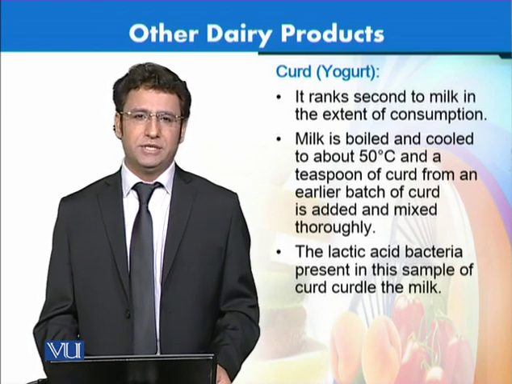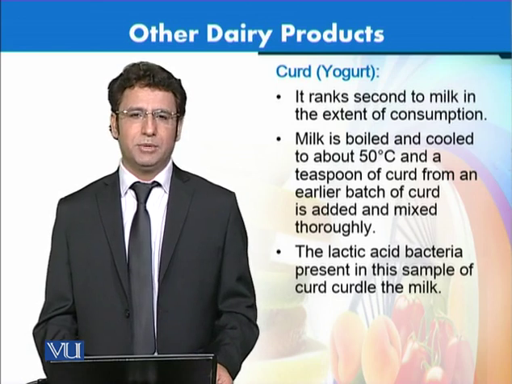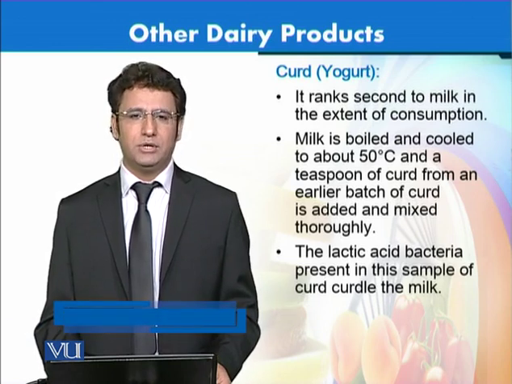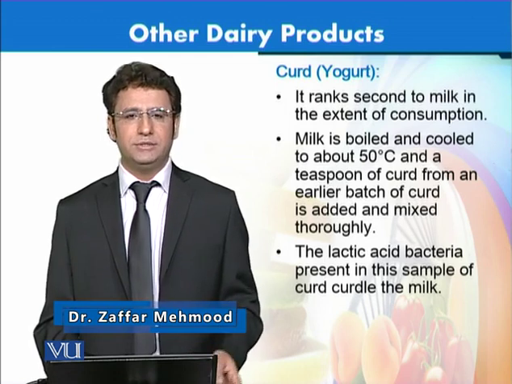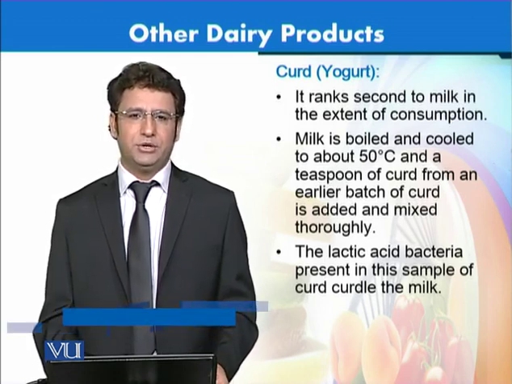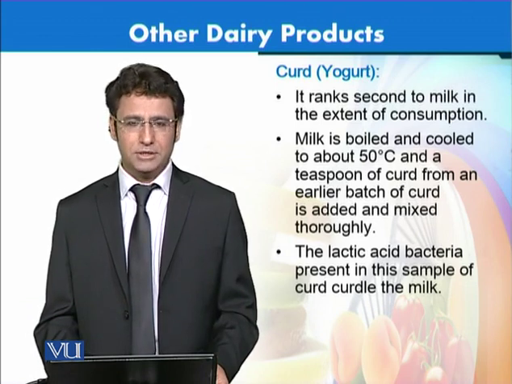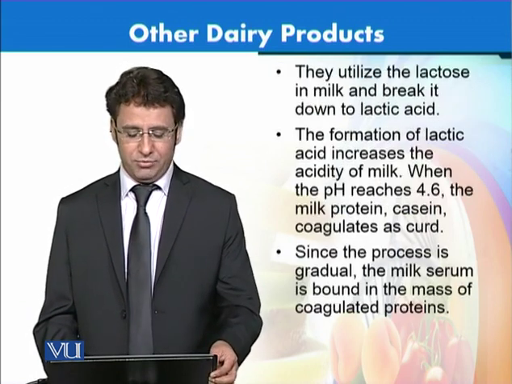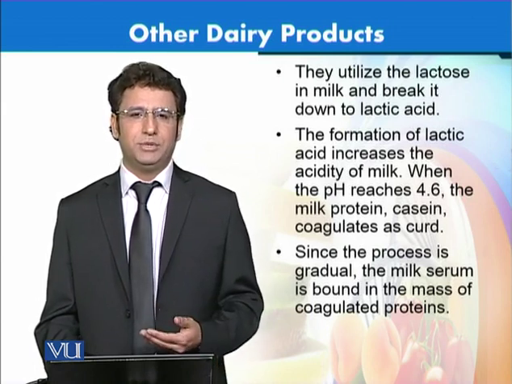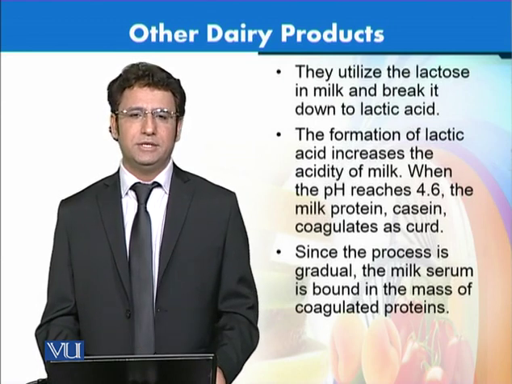The process is quite straightforward and simple. The milk is boiled and then brought down to a lower temperature, and at the lower temperature we add a spoon of old curd. That adds the lactic acid bacteria to this new batch of milk, and the bacteria start consuming the lactose present in milk to produce lactic acid.